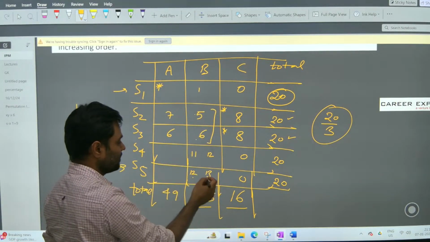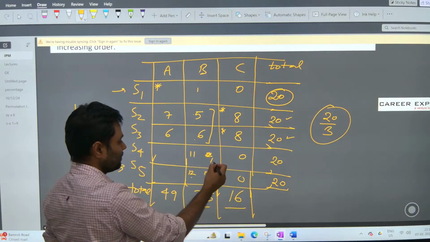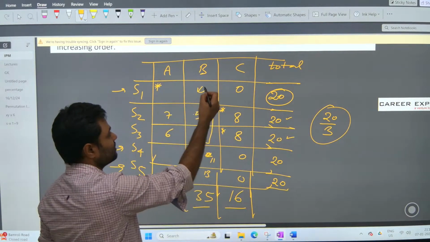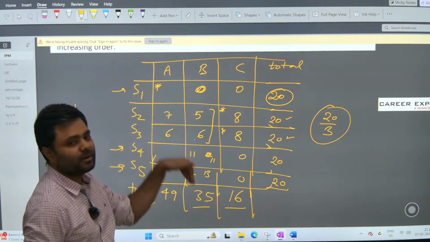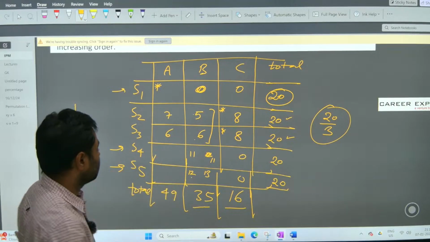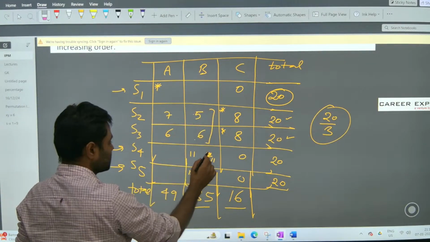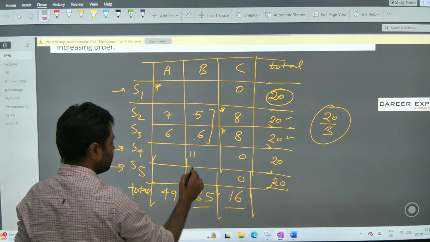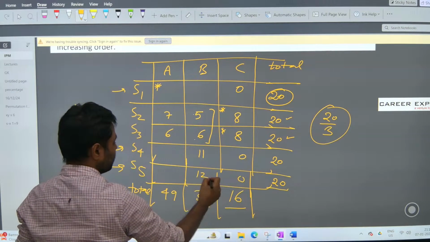That is not possible. If I write 11 and 13, then this will be 0. That is also not possible because the votes obtained by party B were all natural numbers. So this cannot be 0 as well. Right? So the only possibility for party B in S4 and S5 is 11 votes here in S4 and 12 votes here in S5.